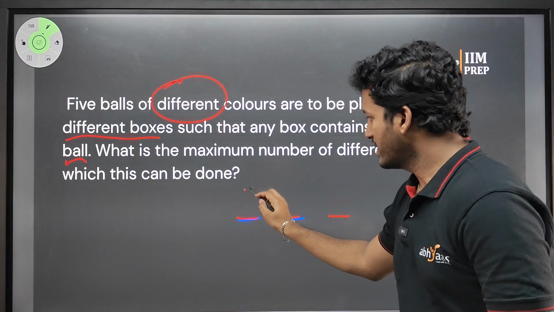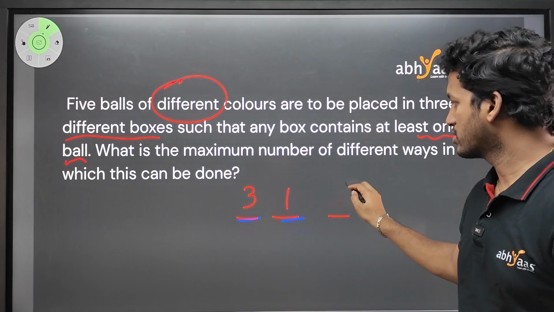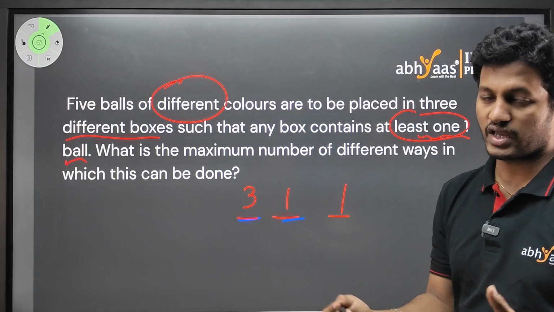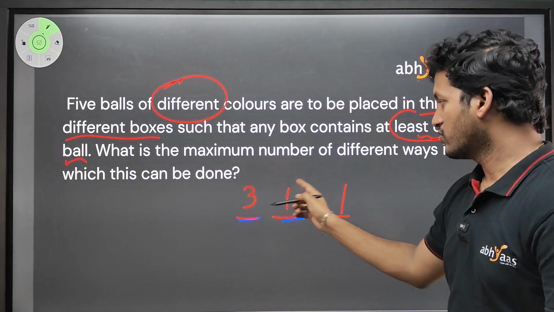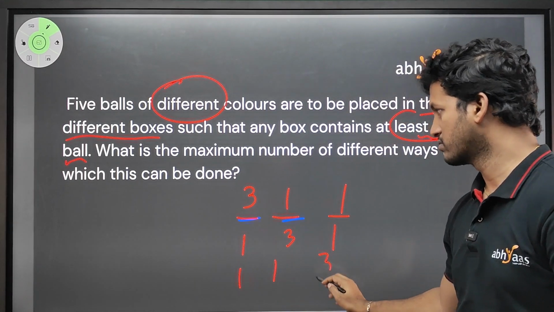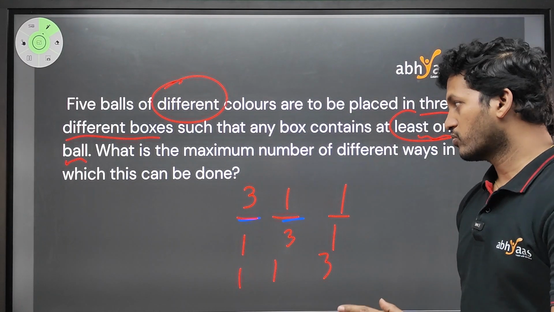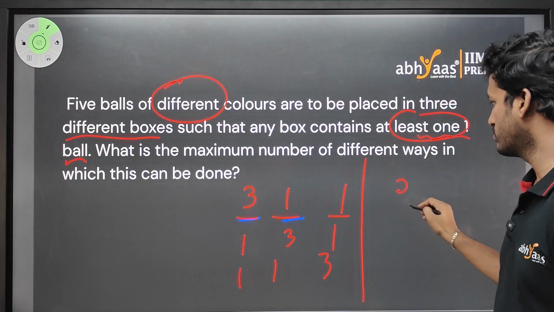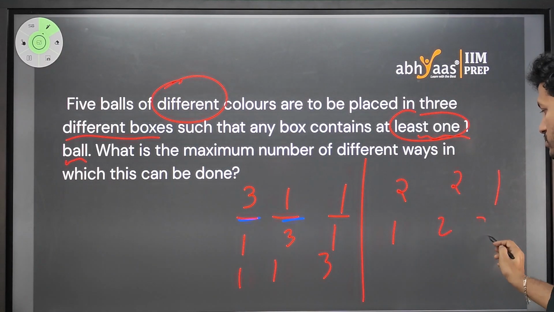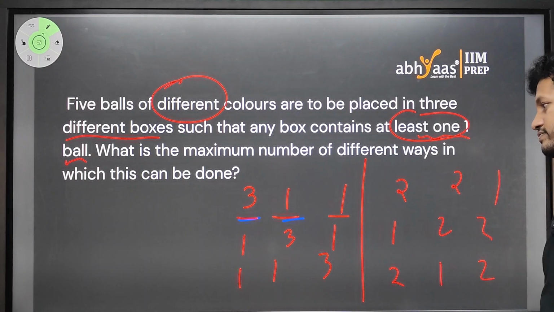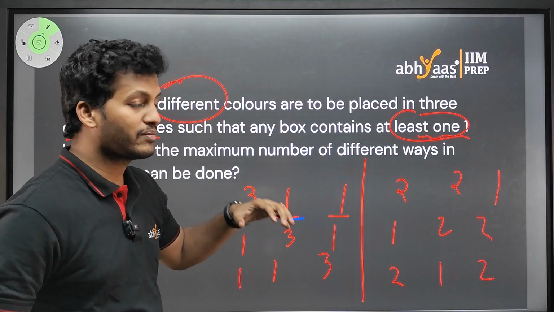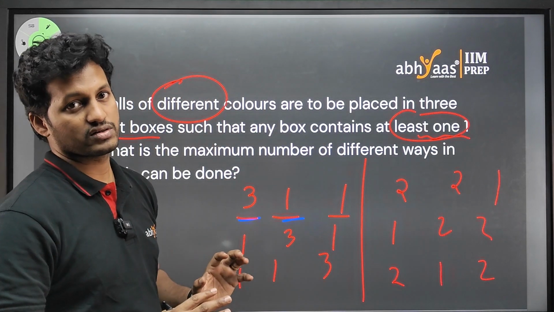Let's see. I can take 3 balls in one box and 1 ball each in the others, because at least 1 ball has to be given to each box. I should not leave any box empty. So 3 1 1, or 1 3 1, or 1 1 3. This arrangement is possible. What about the next one? 2 2 1, or 1 2 2, or 2 1 2. So this is also possible. So totally 5 balls can be arranged in these ways between 3 boxes, right?